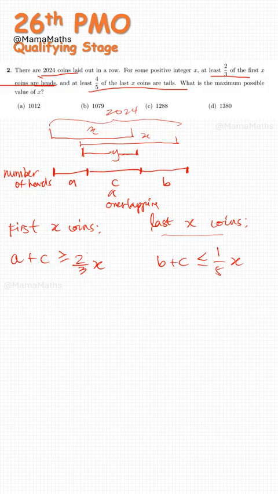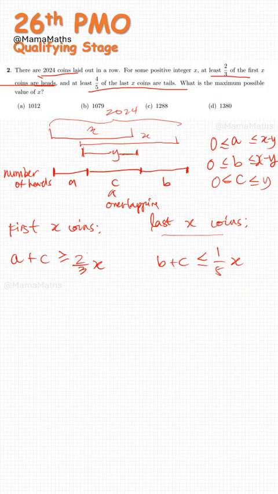Now, what are the possible values of A, C, and B? For A, it has a minimum of 0 and a maximum of x minus y. Similarly, for B, it's the same. And lastly, for C, it will be from 0 to y. Now, let's set up an equation.